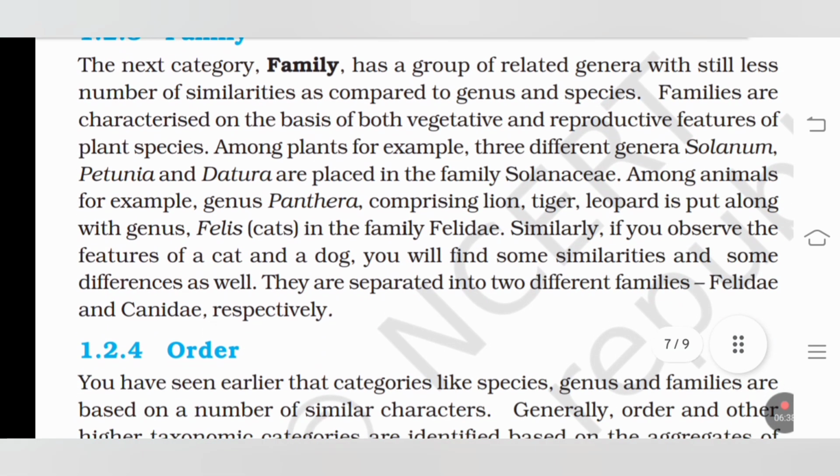1.2.3 Family. The next category, family, has a group of related genera with still fewer similarities as compared to genus. Families are characterised on the basis of both vegetative and reproductive features of plant species. Among plants, for example, three different genera Solanum, Petunia, and Datura are placed in the family Solanaceae. Among animals, for example, genus Panthera comprising lion, tiger, leopard is placed along with the genus Felis in the family Felidae. Similarly, if you observe the features of cat and dog, you will find some similarity and some differences as well. They are separated into two different families, Felidae and Canidae respectively.